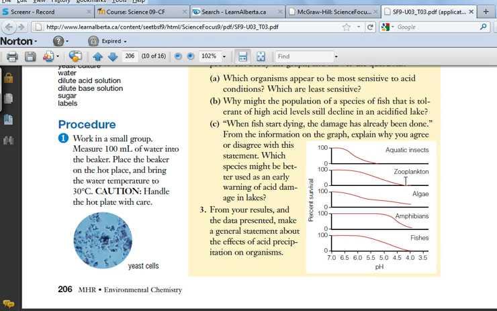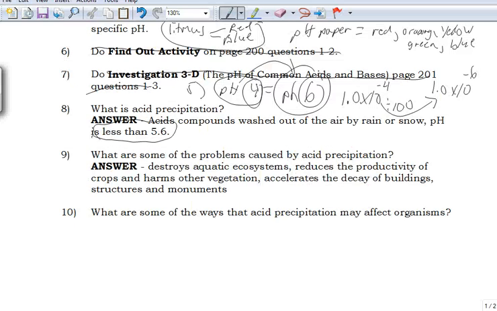Zooplankton start to drop off. Algae start to drop off. Look at how tough the amphibians are, though. Amphibians can withstand all the way to about a pH of 4.5. Anything below pH 4, nothing is surviving. So that's sort of the breaking point when it comes to that. So if we look at the question, how are some ways that acid precipitation affects organisms? Well, as the pH starts to drop, anything below 4, you're not going to get aquatic organisms living in it.